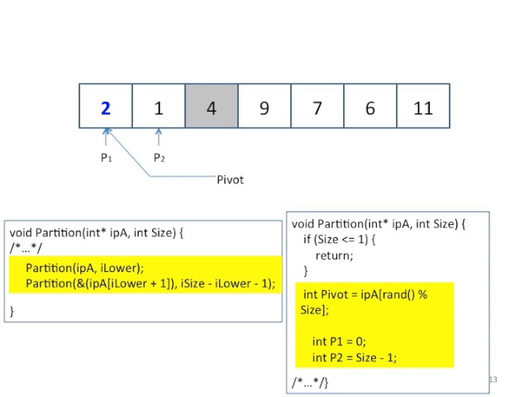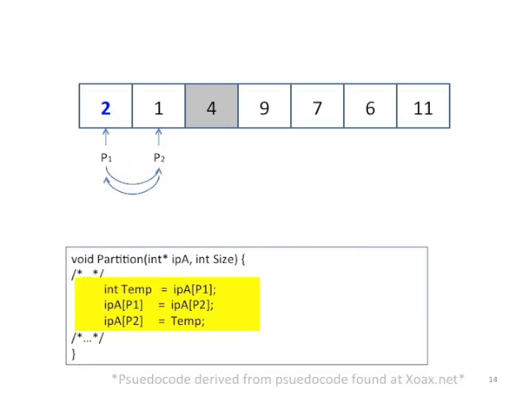We assign P1 and P2 to the outermost ends of the partition. The pivot is 2. We compare P1 to P2. Because P1 is greater than P2, we have to swap them. Let's take a look at the pseudocode. Here we have a temporary variable called temp. We store P1 into temp, set P1 equal to P2, and then set P2 equal to temp. And that is how P2 replaces P1 if P1 is greater than P2.